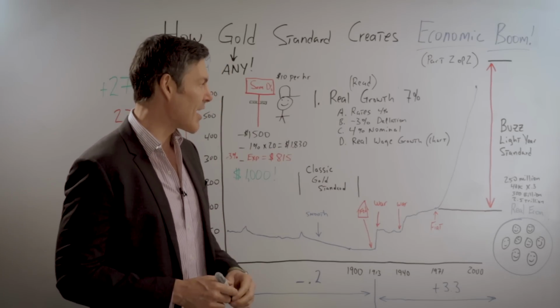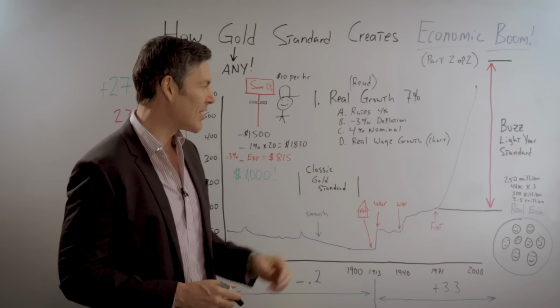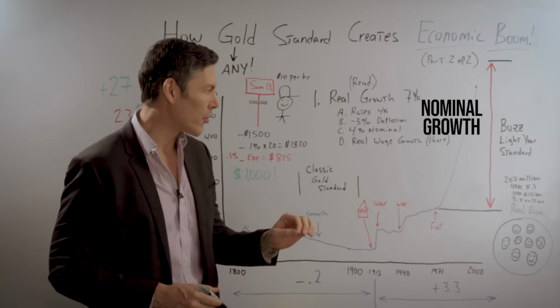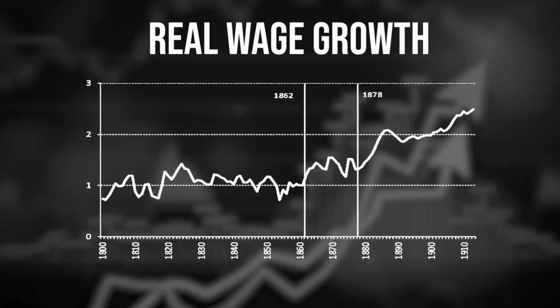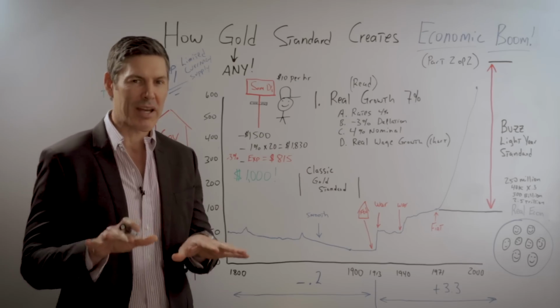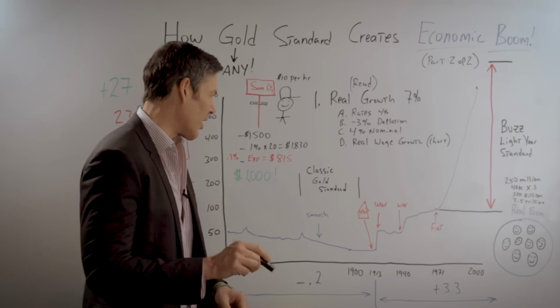Real growth, 7%. Interest rates on the 10-year, about 4%. 3% deflation, 4% nominal growth, and real wage growth throughout the entire century. But that's a lot of economic mumbo jumbo. So let's bring it down to a level that everyone can easily understand.